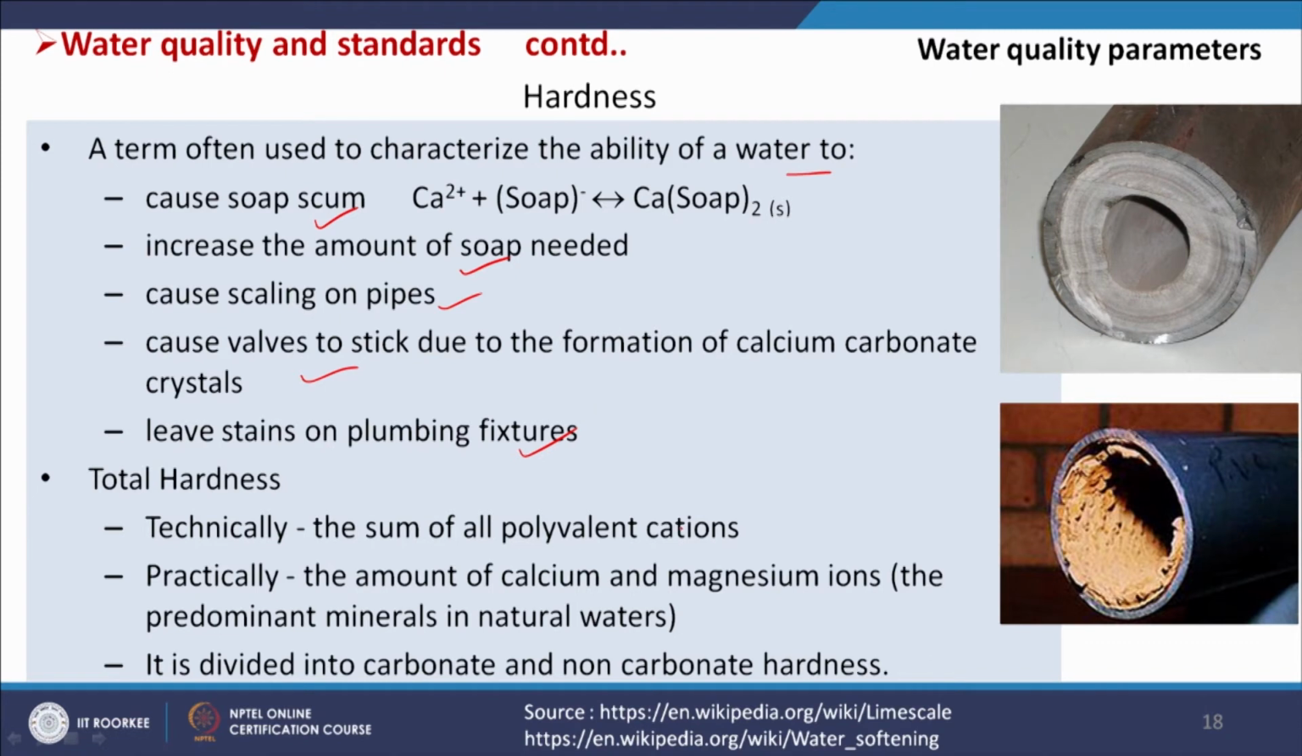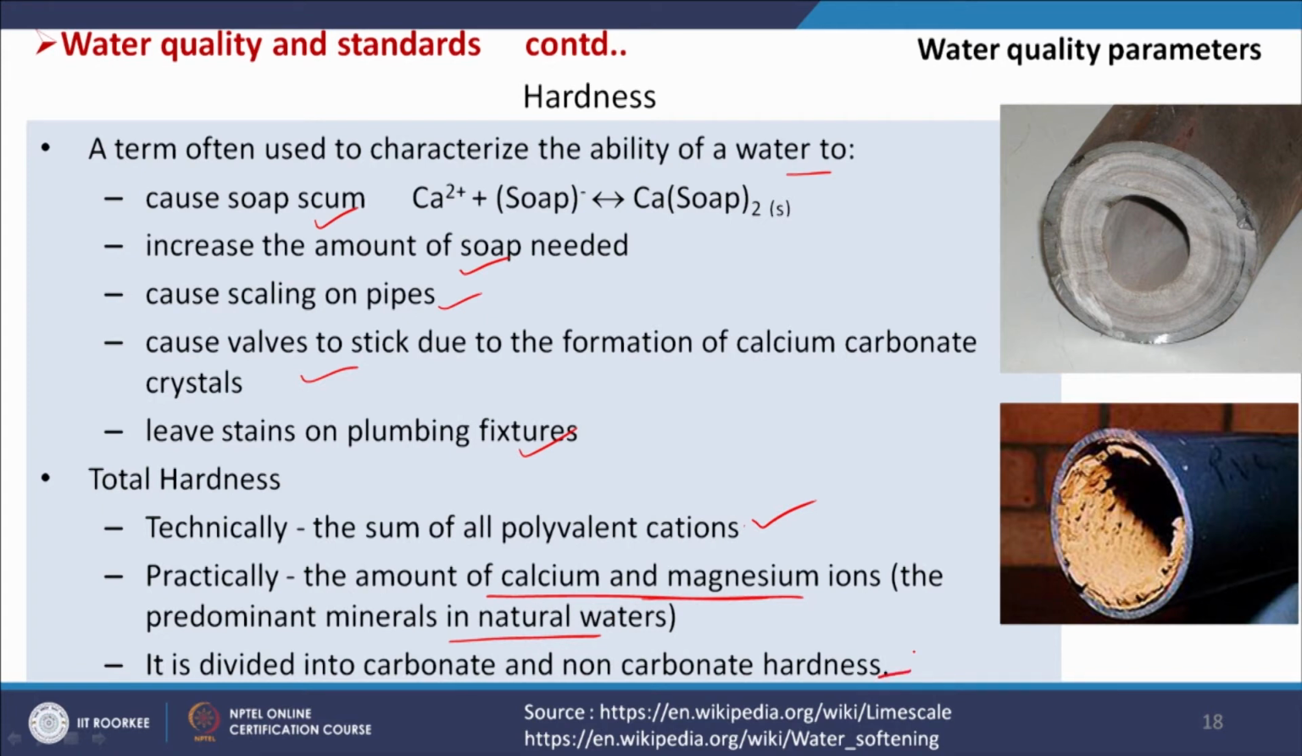And we know we have 2 types of hardness. Total hardness is the sum of all polyvalent cations, theoretically or technically, the amount of calcium and magnesium ions, the predominant minerals in natural waters, and it is divided into carbonate and non-carbonate hardness.